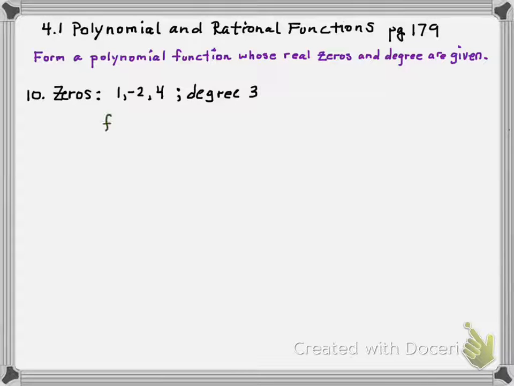All right, so let's get this started. We have f of x equals, and since we have a positive 1 as a 0, that creates a factor of x minus 1. The next 0 is negative 2. That creates a factor of x plus 2. And then last but not least is a positive 4, which creates a factor of x minus 4.